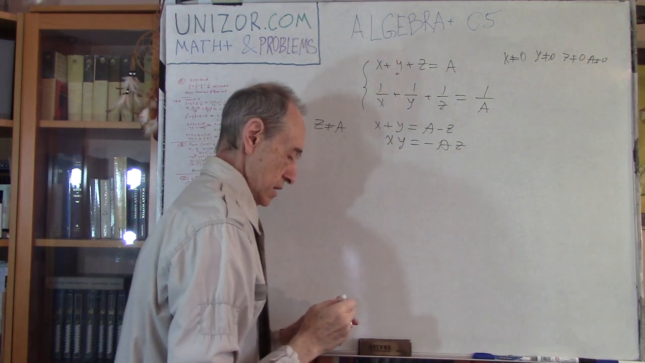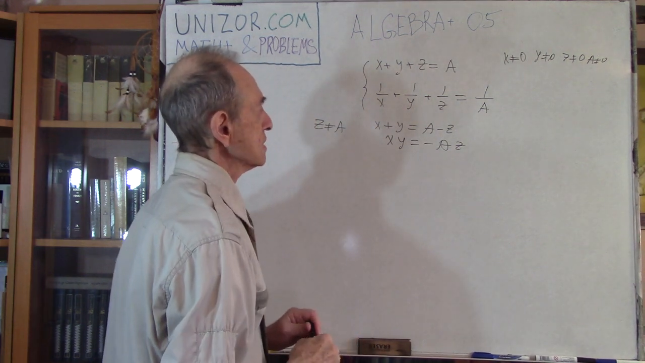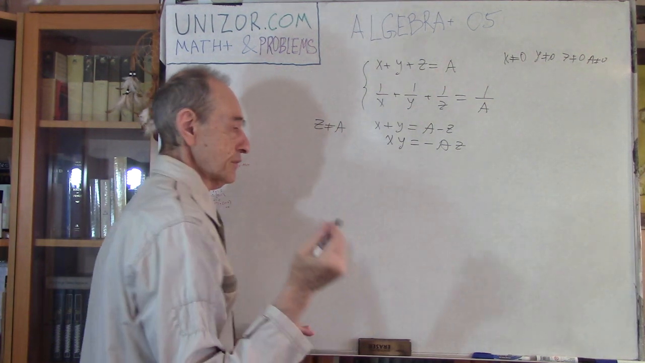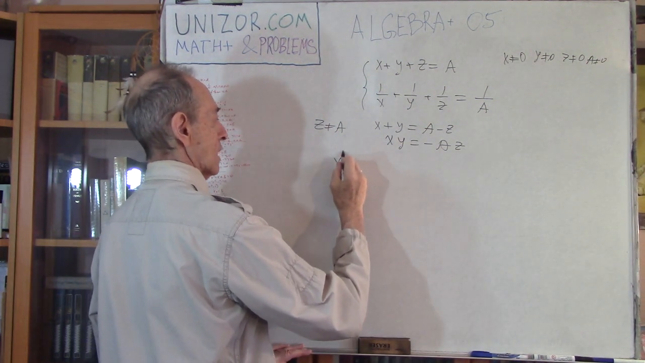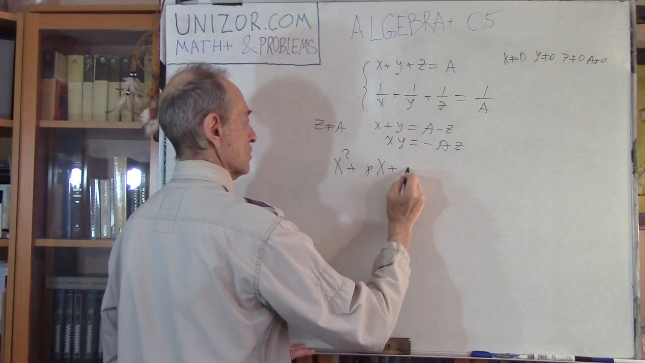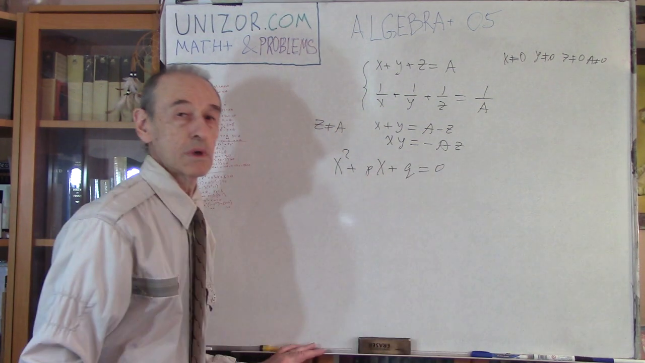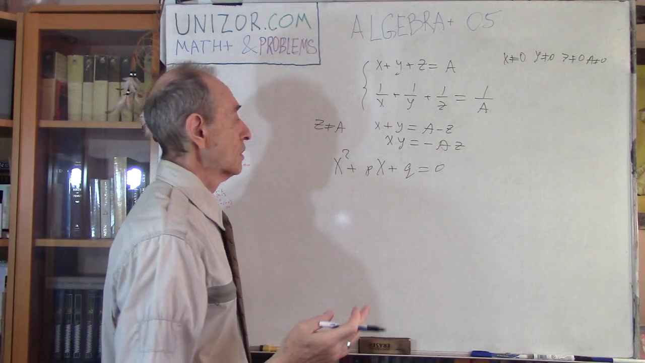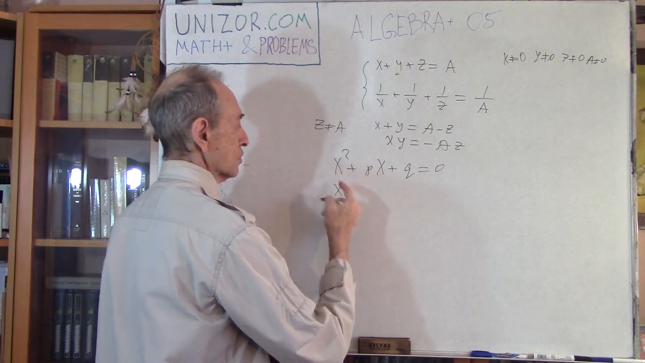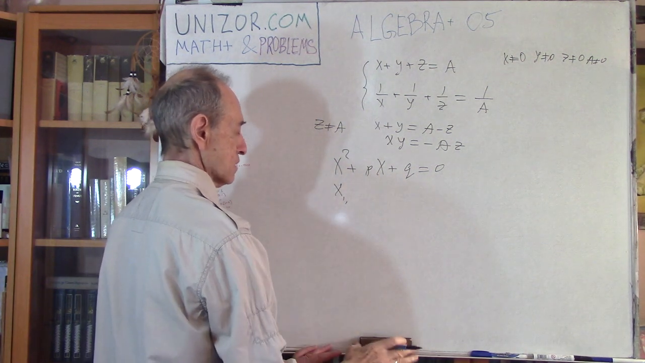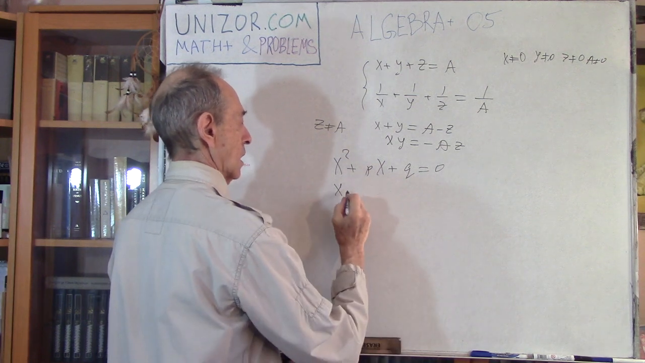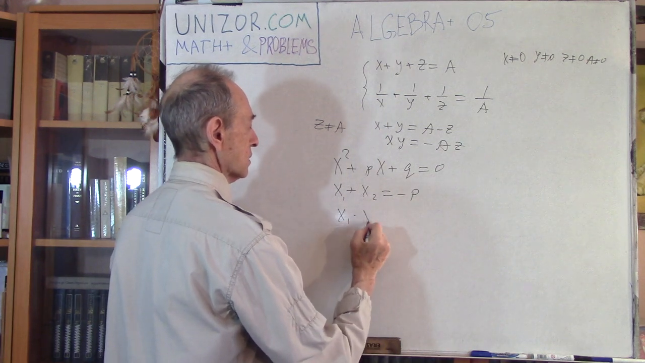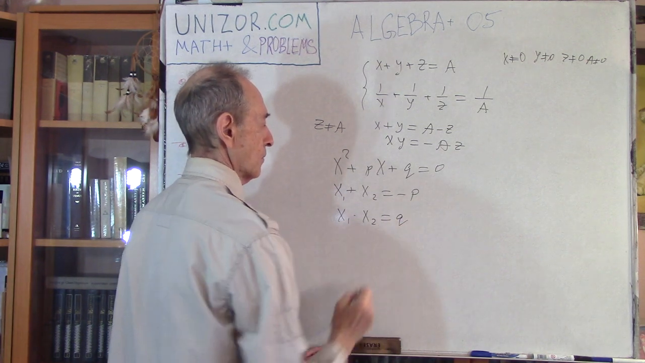Okay. Now, here is a very interesting observation which I would like to make. If you have a quadratic equation, let's call it x squared plus px plus q equals to zero. It has two roots. Now, there is a very easy to prove theorem that two solutions, x1 and x2, their sum is equal to minus p, and their product is equal to q.